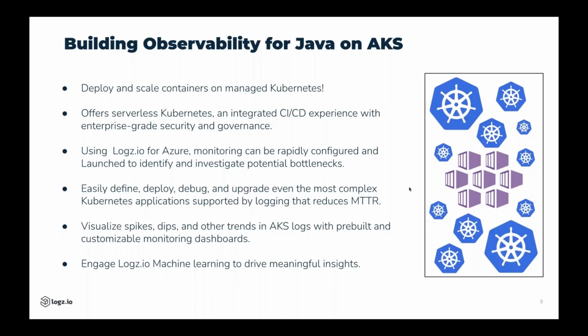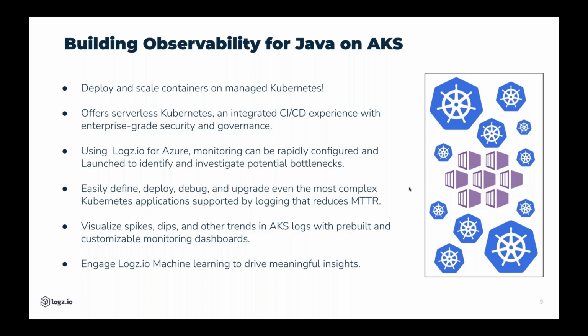Okay, so let's speak a little bit about AKS on Azure. AKS is a way to deploy and scale containers through a managed Kubernetes experience, which provides you all the orchestration functionality that is needed to run your different microservices, very flexible. And on top of that, you have the ability to connect Logz.io in different ways.